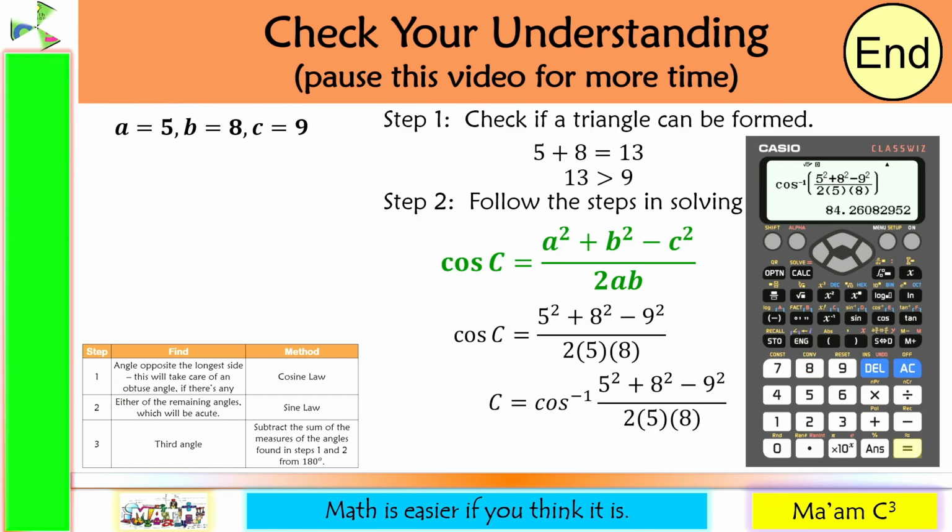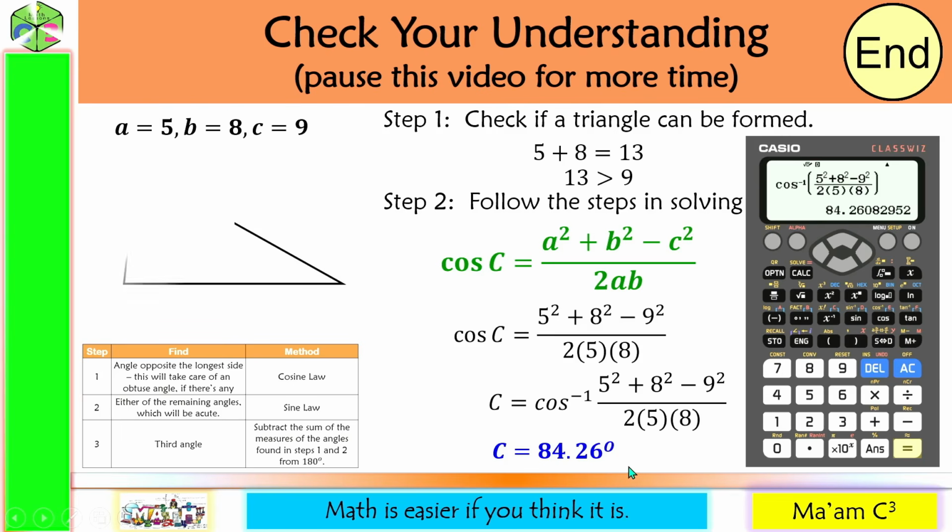84.2608295. Earlier, we have expressed the angles in degrees and minutes. This time, I'm just going to express the angles in degrees. So this is 84.26 degrees. So we now have the angle opposite the longest side, meaning we do not have an obtuse angle. We only have all three acute angles.